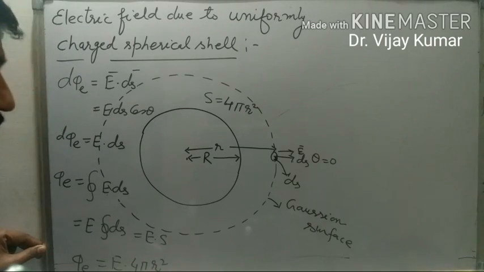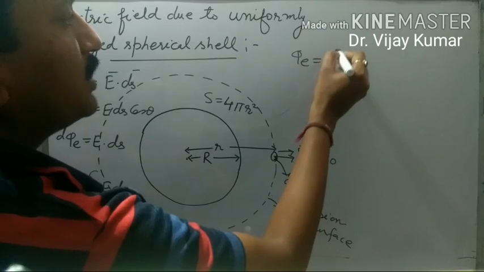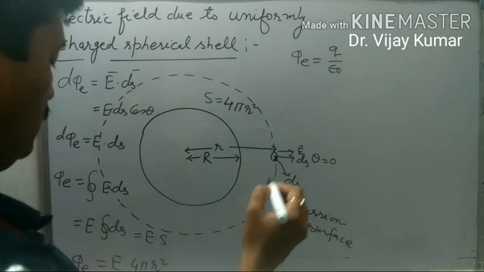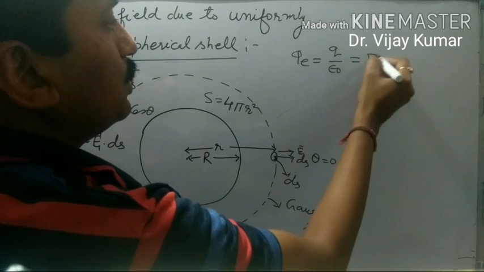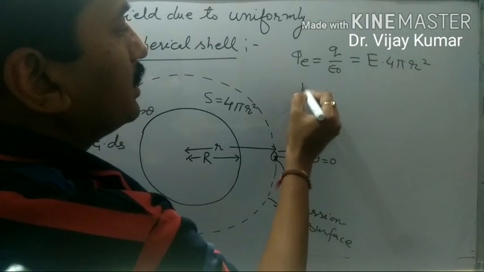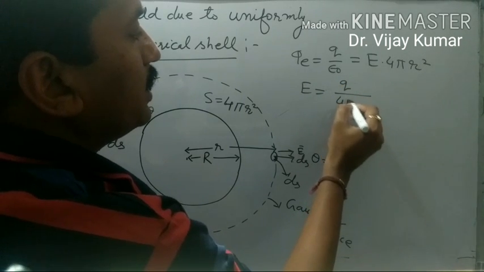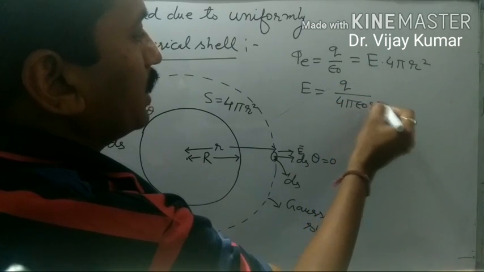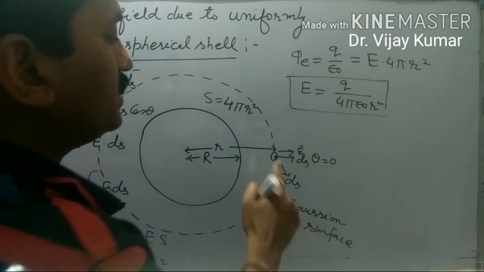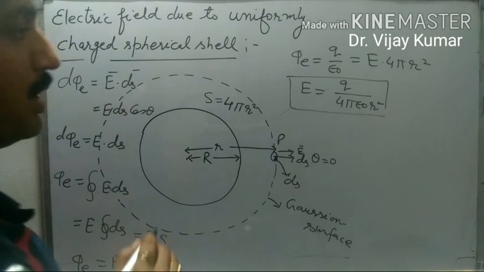Now by Gauss theorem we know that the electric flux is 1 upon epsilon naught times the charge, and it should be equal to E into 4 pi r square, so the electric field becomes Q upon 4 pi epsilon naught r square. This is the electric field due to this spherical shell at point P. We can call it point P.